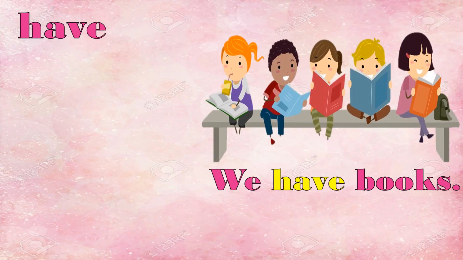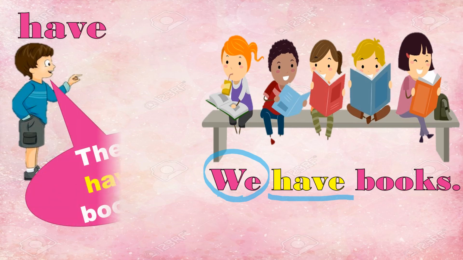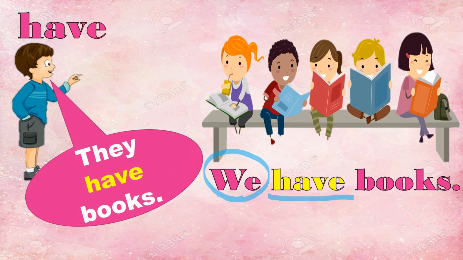We have books. We have books means what these children have? They have books. And our subject is we. So with the pronoun we, we have used the helping verb have. Again, the word have is telling you about the possession. Now, they have books. Children, our subject is they. So when they is a subject, again we have used the helping verb have. That means have is used with plural pronouns also.